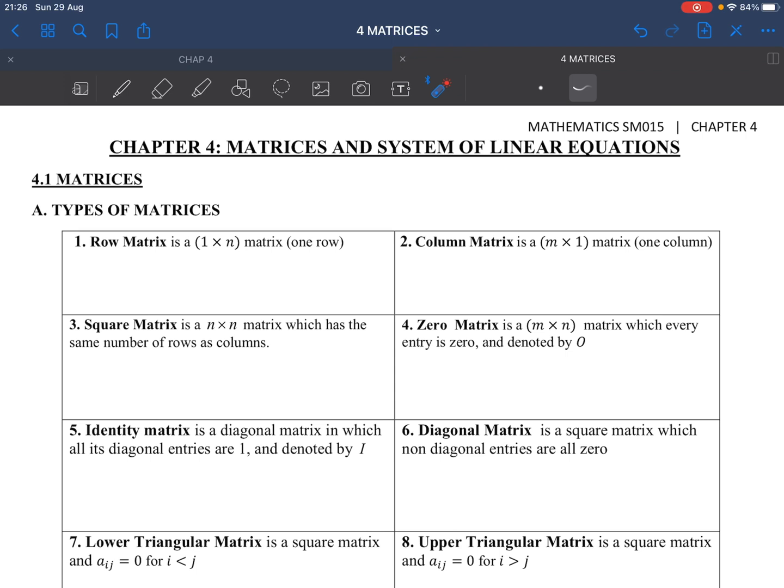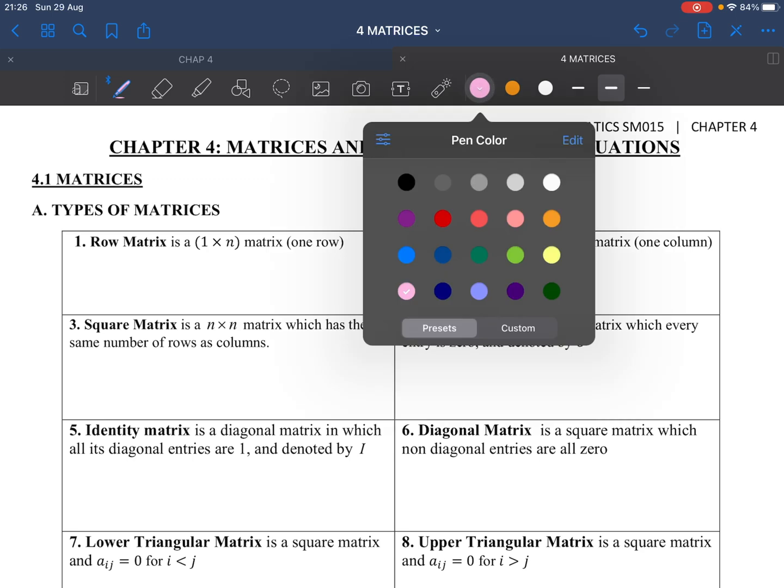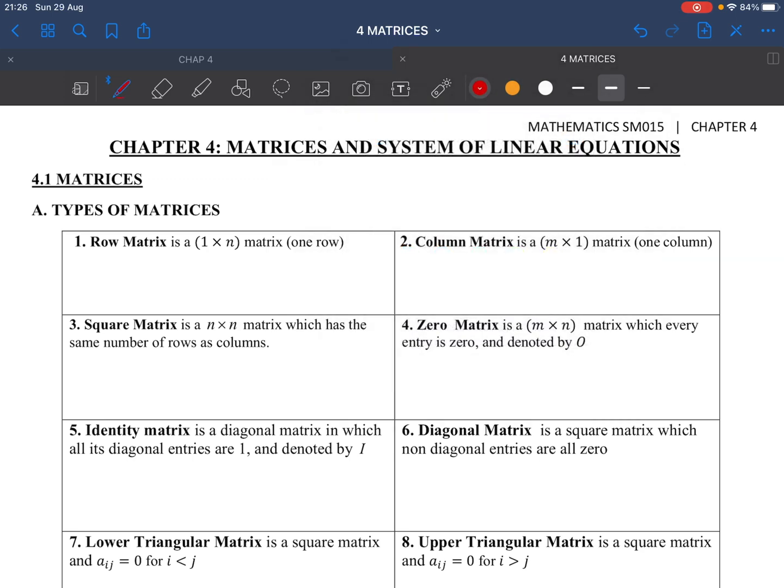Okay, so now we are going to see what is type of matrices. So before that, kita tengok dulu, kamu tahu tak matrices tu apa? So matrices, so basically kita punya matrices dia akan jadi dalam bentuk macam ni: A11, A12, A13, A21, A22, A23. Okay, secara generalnya lah, itu A33.